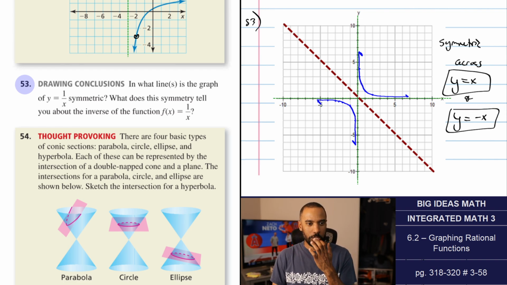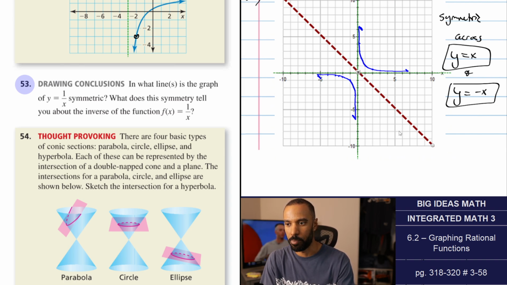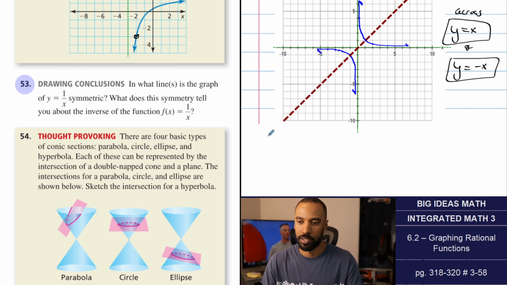It says, what does the symmetry tell you about the inverse of the function? The inverse of the function is really based off that first reflection that we said. The inverse of the function means it's the exact same. It means the inverse is the same if it can reflect across that.